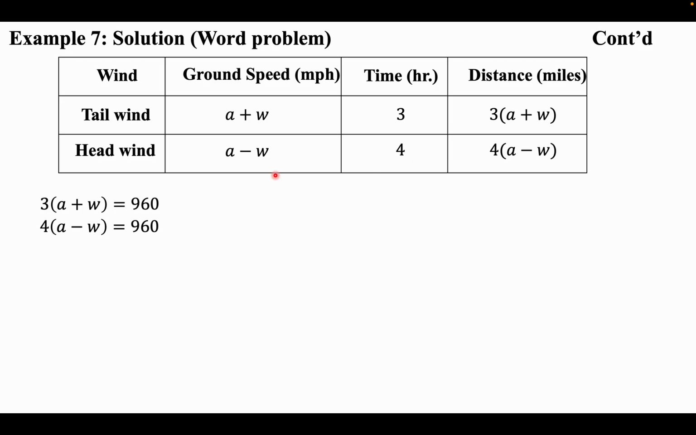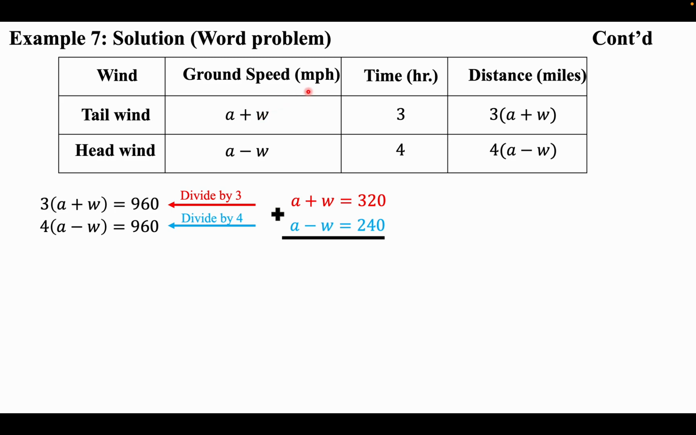Let's go ahead and divide the first equation by 3. That gets you A plus W equal to 320. And then we can do the same thing with the second equation, divided by 4, to get the following equation here. Looking at this, the easier way to solve would be the elimination method, right?